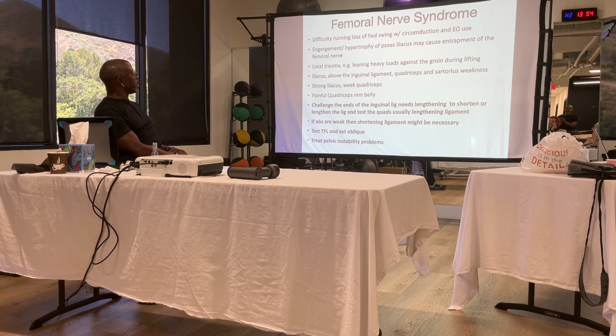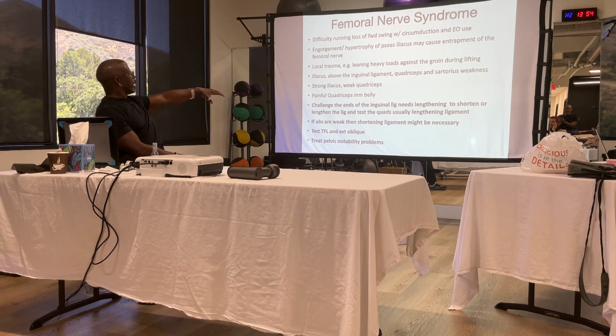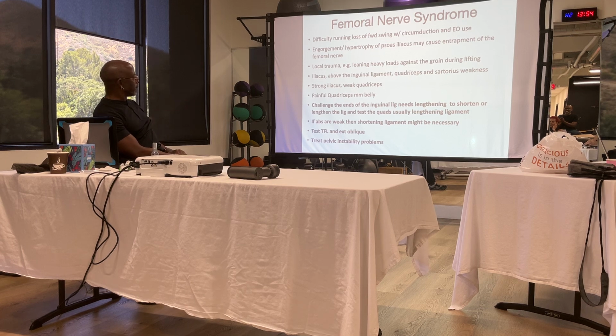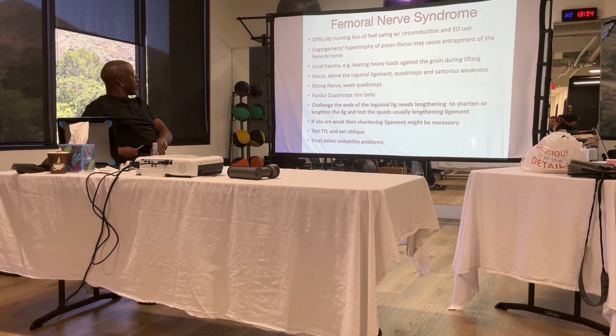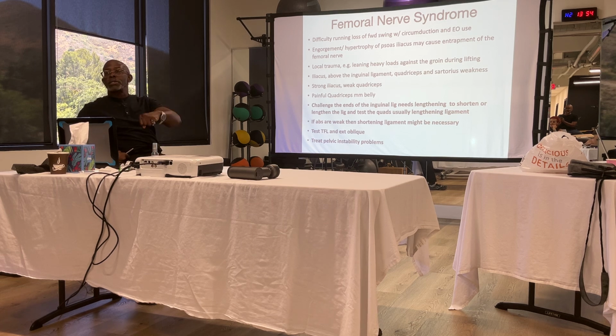And what you will see then is that the iliacus is strong because it's above the inguinal ligament, but the quadriceps and sartorius are weak. So you have weak quad, strong iliacus, and a painful quadriceps muscle belly. You can stress the inguinal ligament together or stretch it, and whichever one makes the quad strength better is what you will treat at the inguinal ligament. Okay?